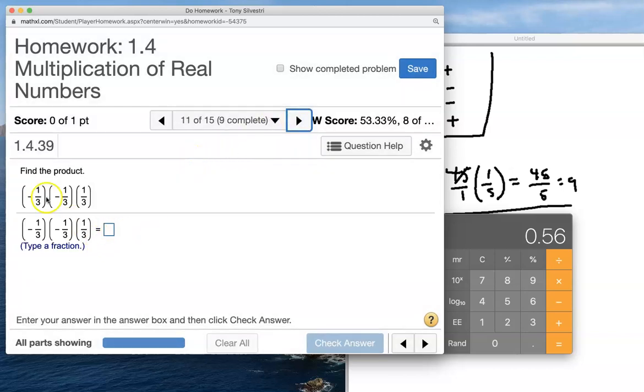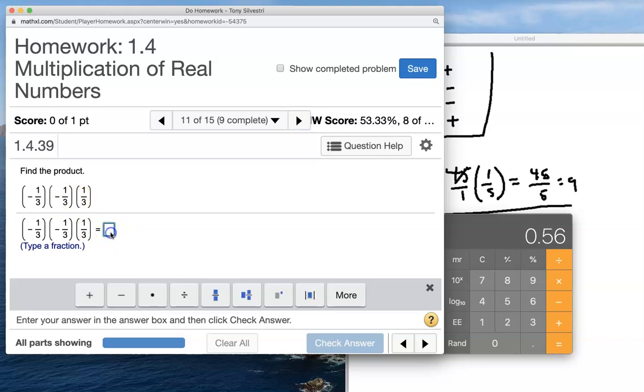I'll do this one. Okay, I will do this one. Double, I see two negatives. That's it. Two negatives is even. That means we have a positive answer. We took care of that.